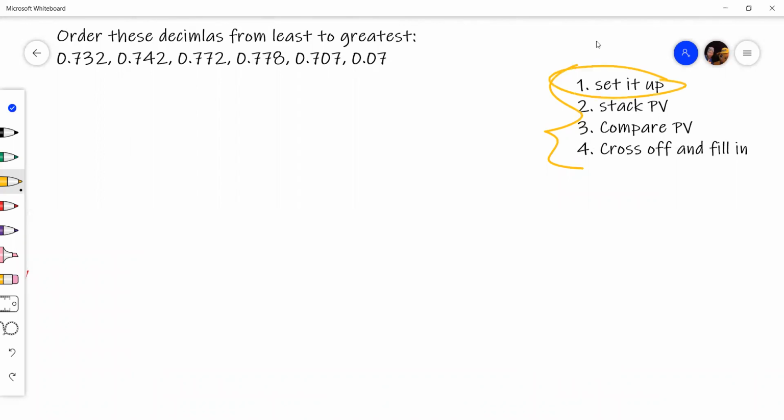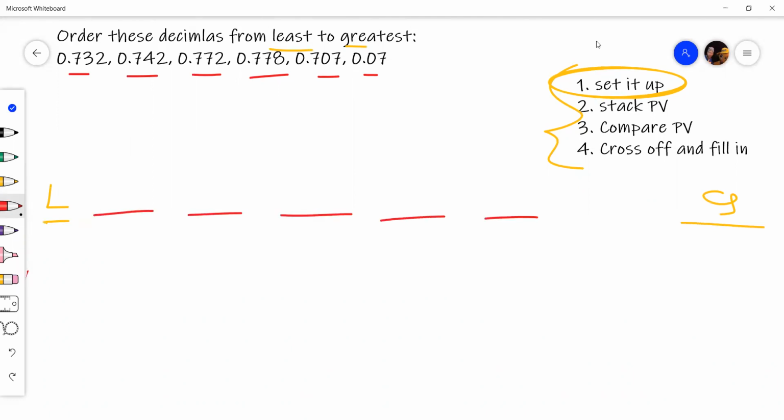So first is the setup. Remember, pay attention to the directions. I'm not even doing math yet. It says least to greatest. So I'm going to put an L here and a G here. This time I know I'm actually looking for my smallest value first. And I have 1, 2, 3, 4, 5, 6 decimals. So we're going to need 6 slash lines. 1, 2, 3, 4, 5, 6.